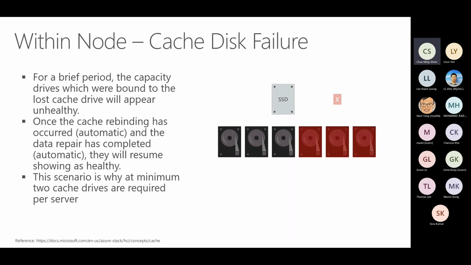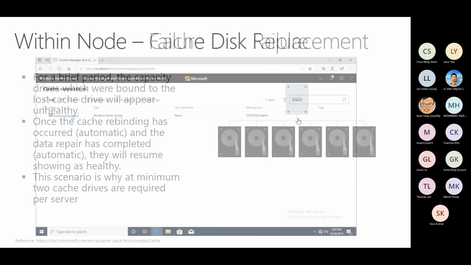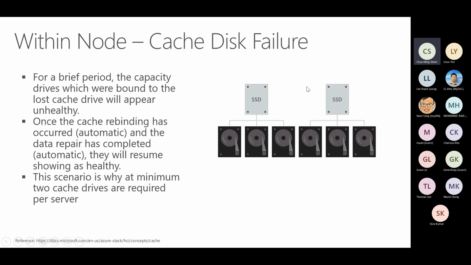So within node failure, for example, if we have a cache disk fail. Okay, so you see this picture. Suddenly you have one SSD fail. That failed SSD will be detected by Azure Stack HCI, and then Azure Stack HCI will let the remaining SSD communicate and get all those data, so that it will handle the failure and not bring any disaster to you. And that's why we always recommend you have at least 2 SSDs for the cache, right?